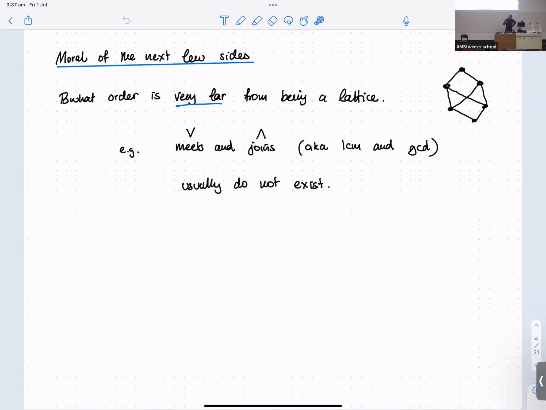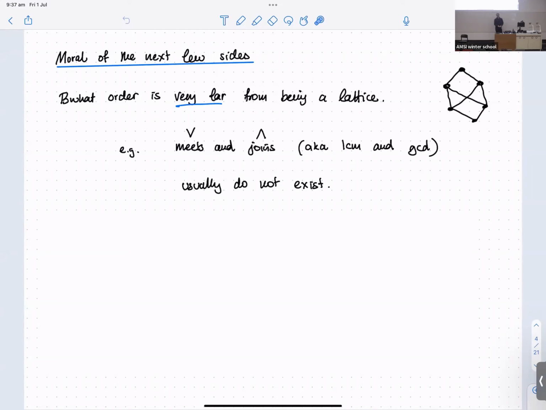So Bruhat order is a very, very complicated order. In particular, it is very far from being a lattice. I'm not sure if you're familiar with lattice theory, but lattices are posets in which GCDs and LCMs exist.